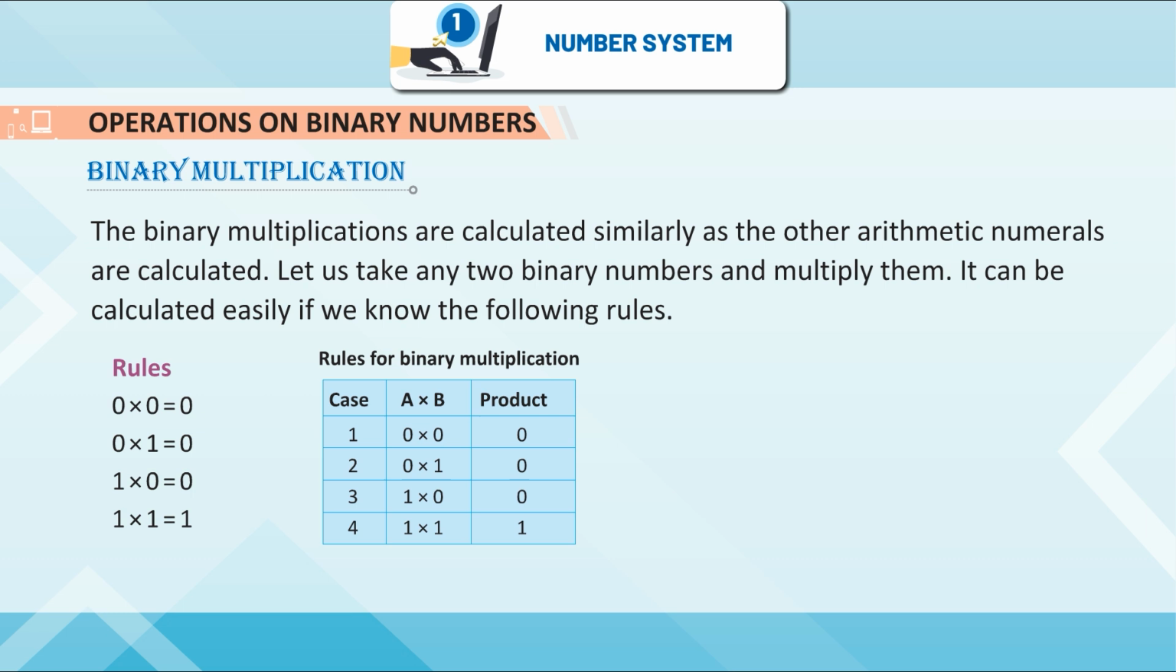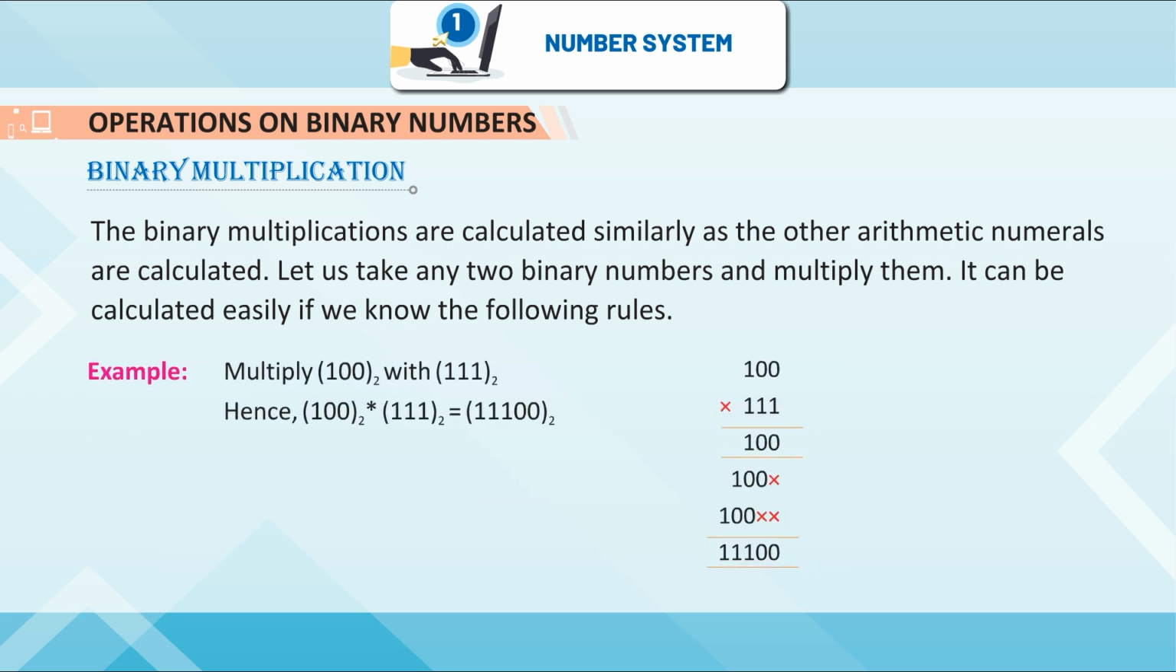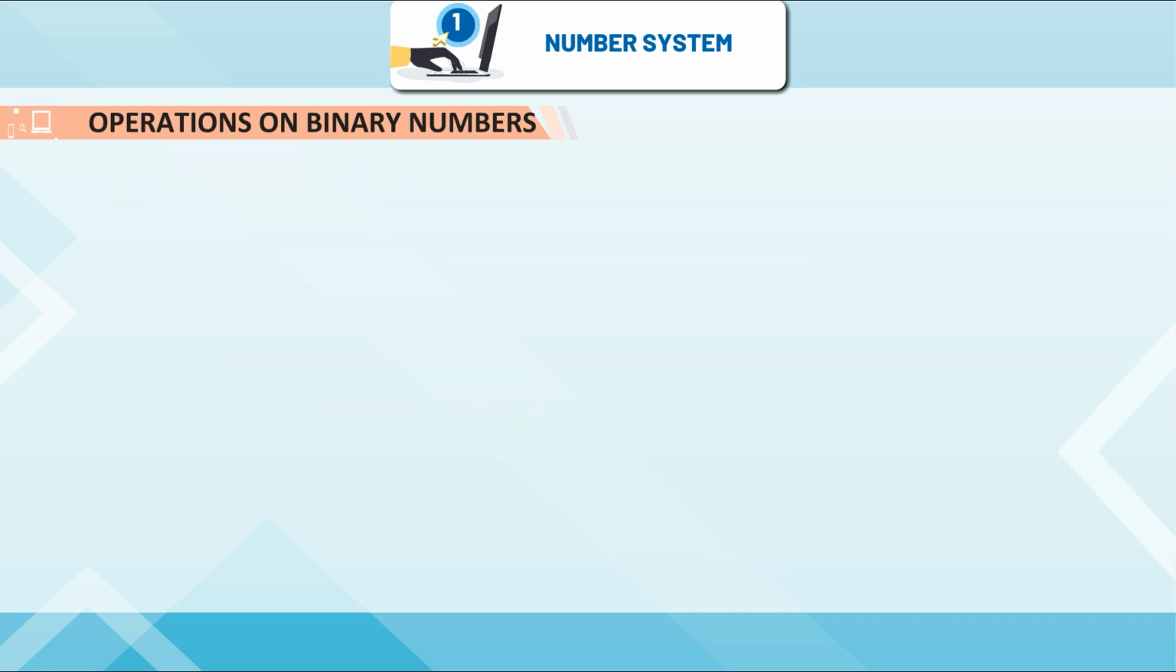1. 0 multiplied by 0, product 0. 2. 0 multiplied by 1, product 0. 3. 1 multiplied by 0, product 0. 4. 1 multiplied by 1, product 1. Example: multiply 100 with base 2 with 111 with base 2. Hence, 100 with base 2 multiplied by 111 with base 2 is equal to 11100 with base 2.